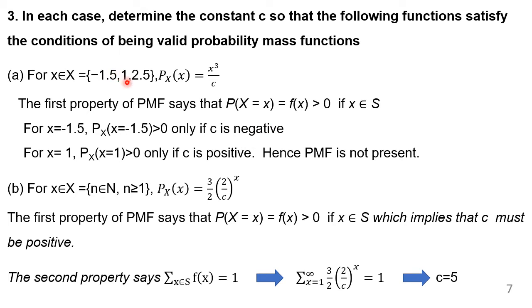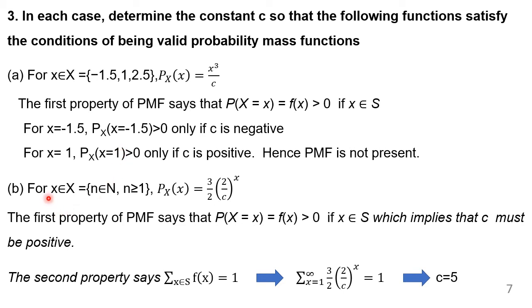Since this has to be positive, which means that c value should be negative. If I take the next value, that is 1, here we know that the numerator value is positive. So here c is negative, so this turns out to be negative. For x equal to 1, c should be positive, so that this value becomes positive. So therefore, we cannot satisfy both conditions at once. So therefore, we don't have a PMF defined for this.